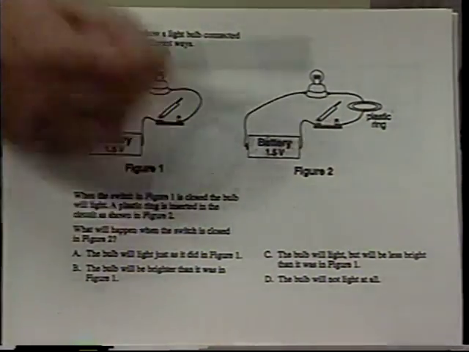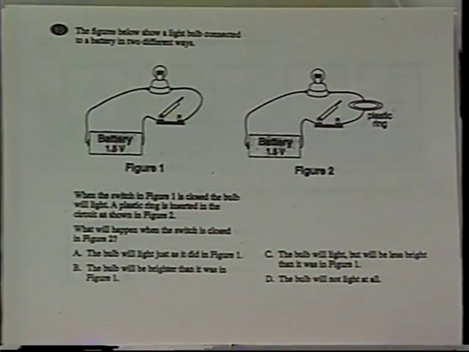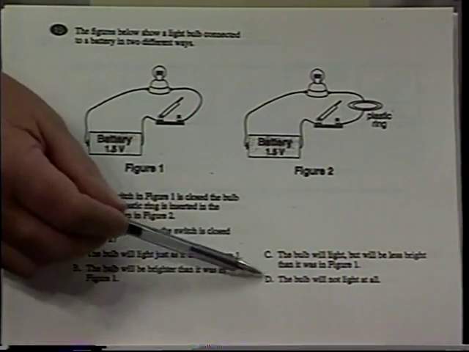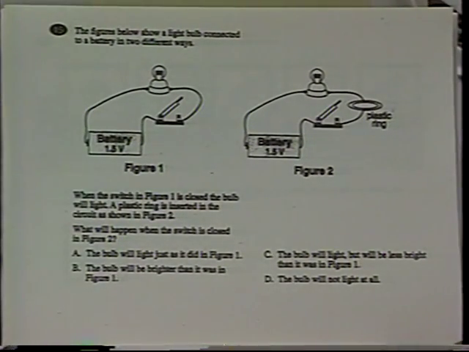So if we close the switch now, the question is what's going to happen? D. The bulb won't light up. Oh, well, you guys sound pretty certain about that. You're saying D, it won't light up at all. Why? Because the plastic is an insulator. It can't conduct electricity. All right, so the plastic can't conduct electricity.